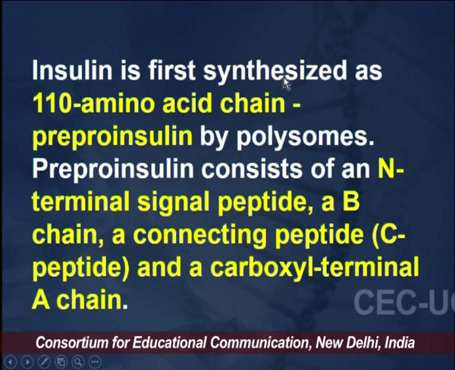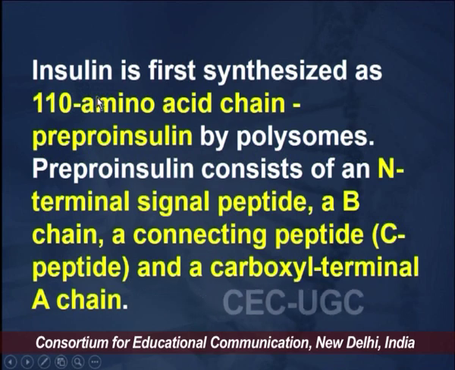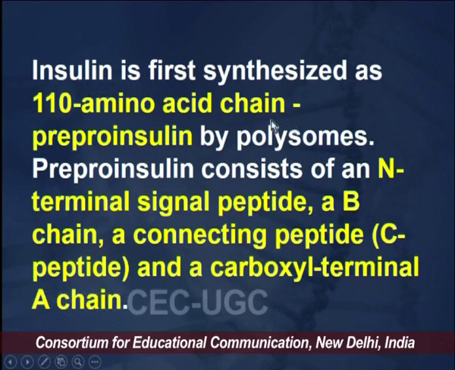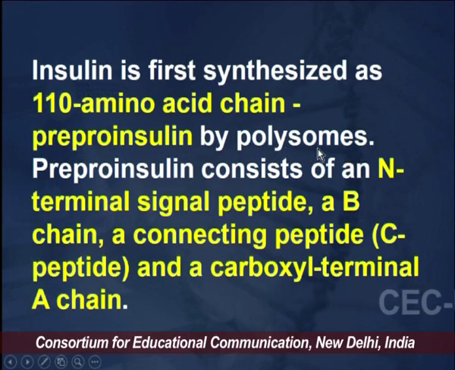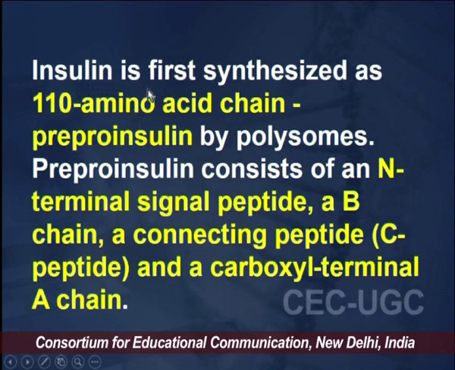So, insulin is first synthesized as a 110 amino acid chain, and as I said, the final product is a 51 amino acid chain. Initially this 110 amino acid chain is there, which is called the pre-proinsulin, and it is produced on the polysome. I hope you understand what polysomes are. A number of ribosomes attached to the mRNA form the polysome, which causes the translation of the chain of the insulin molecule.